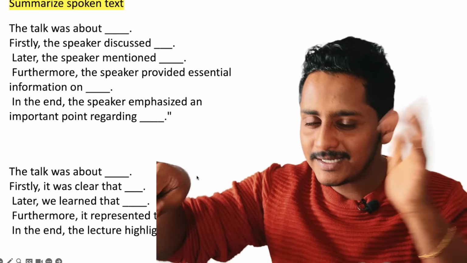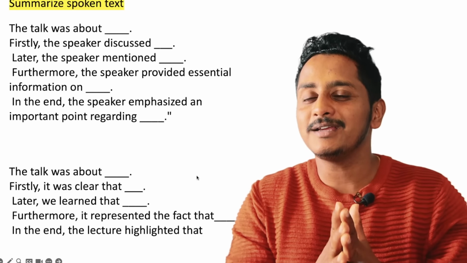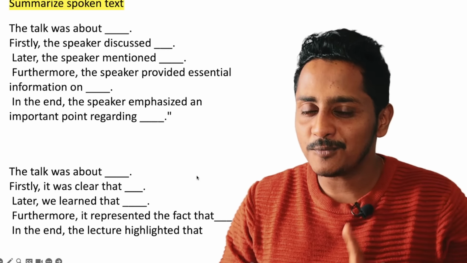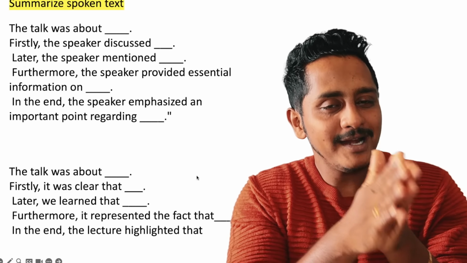You write for 5 seconds and then listen for 5 seconds. When you listen, don't write. When you write, don't listen. Meaning, two different skills are assessed in summarize spoken text. One is listening, one is writing. Don't mix them. Divide them into intervals.